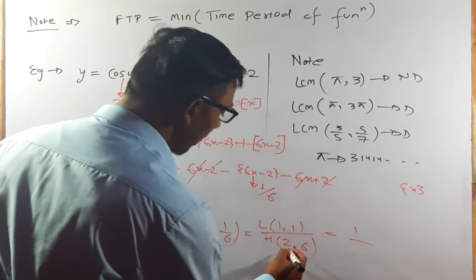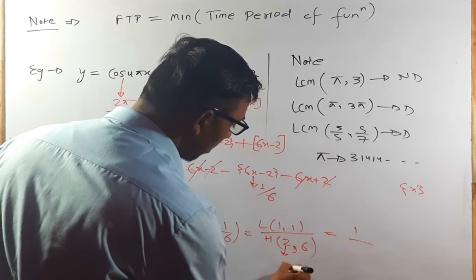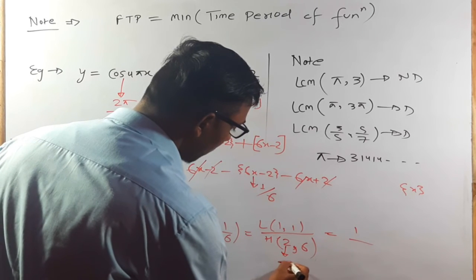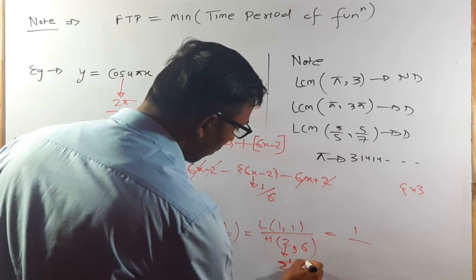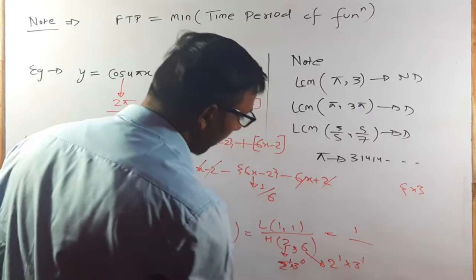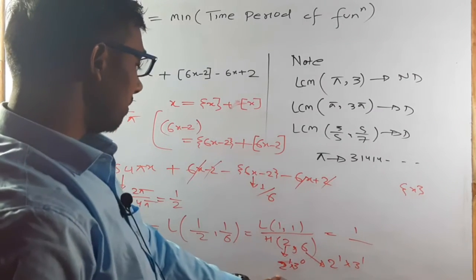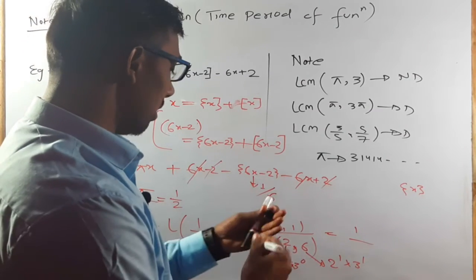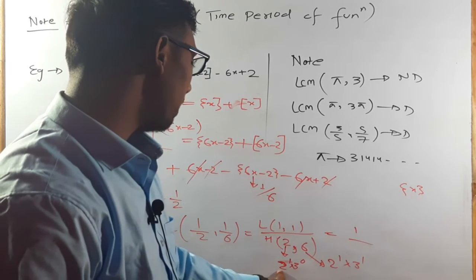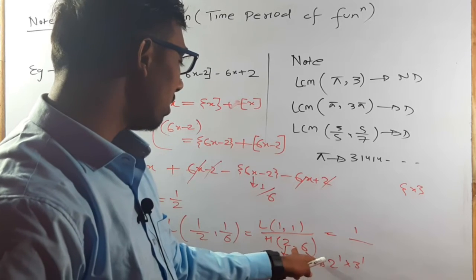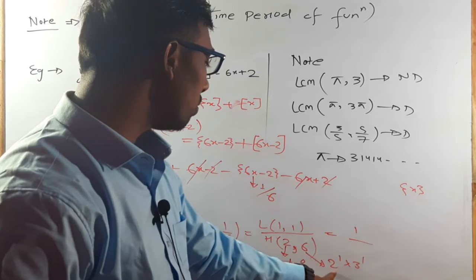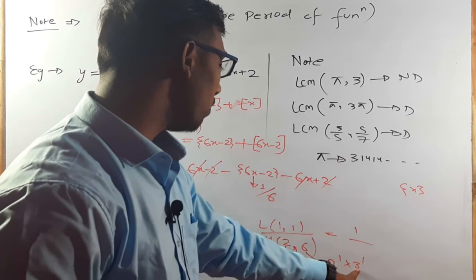How will we calculate it? 2 is 2 to the power 1 and 3 to the power 0, and 6 is 2 to the power 1 into 3 to the power 1. So we will take the least power of each and every prime number. We have factorized these two numbers into prime numbers: 2 to the power 1 and 3 to the power 0, and 2 to the power 1 and 3 to the power 1.